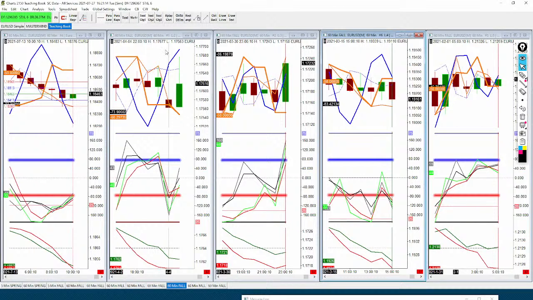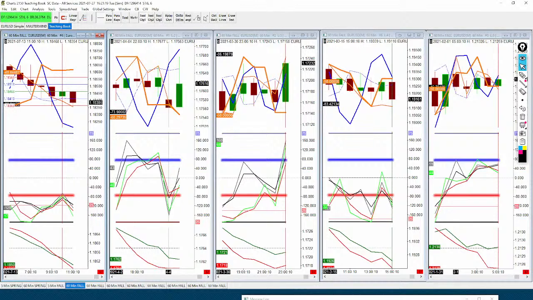Okay, so let's go forward and see how that would have played out. Okay, right there, right? Very next candle. Won that one, lost the other one. So we mitigated our loss if we had two setups occurring at the same time, right?